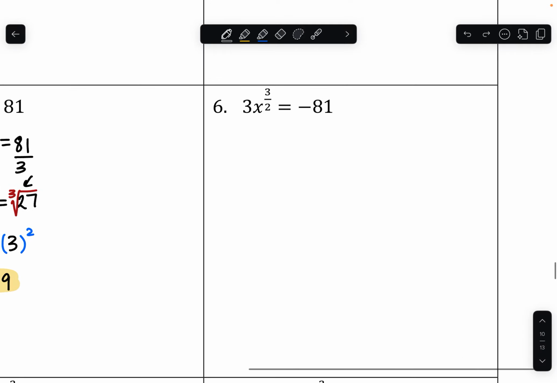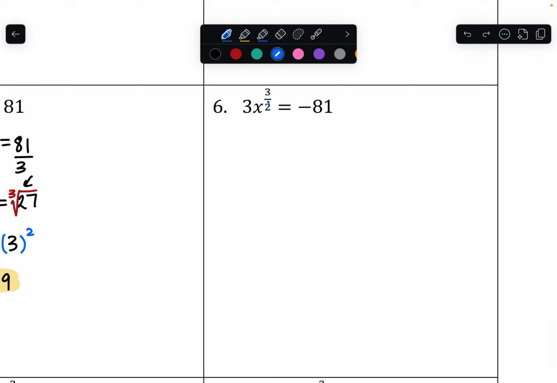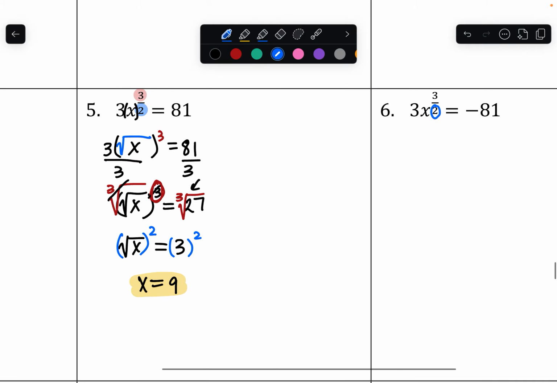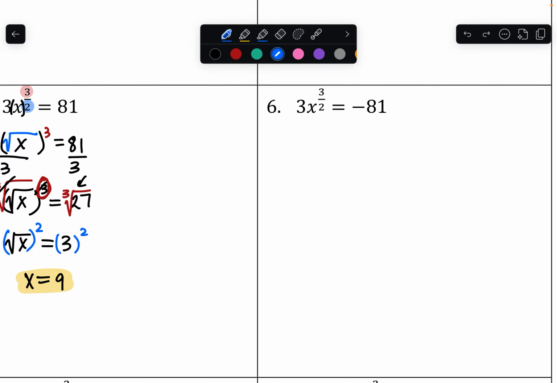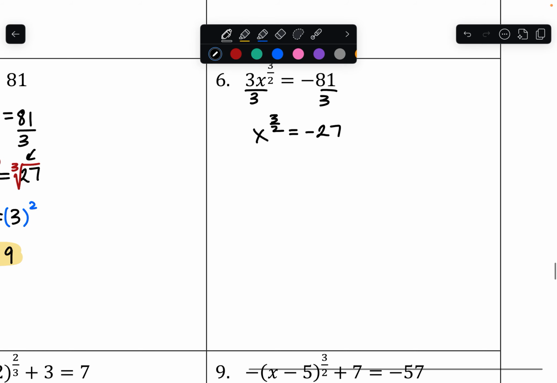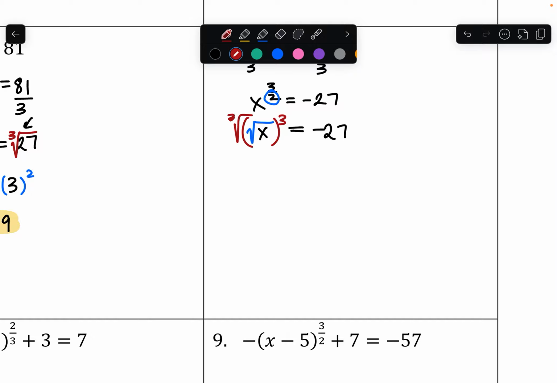Okay, this is similar, but this time my denominator is a 2. Oh, it's the same problem, only now it's equal to a negative 81. And so first step is I can get rid of that 3. And so now it says square root of x cubed equals negative 27. So now I cube root both sides, which gives me square root of x equals negative 3.